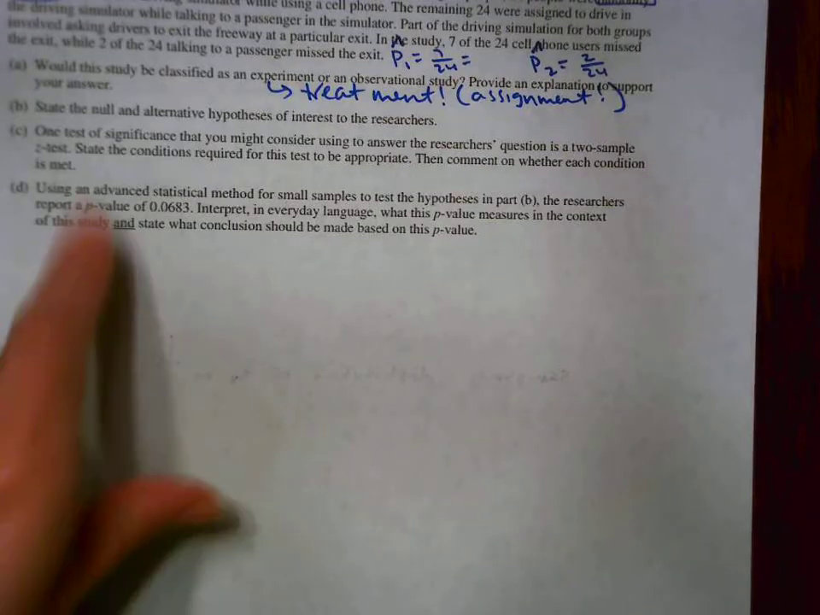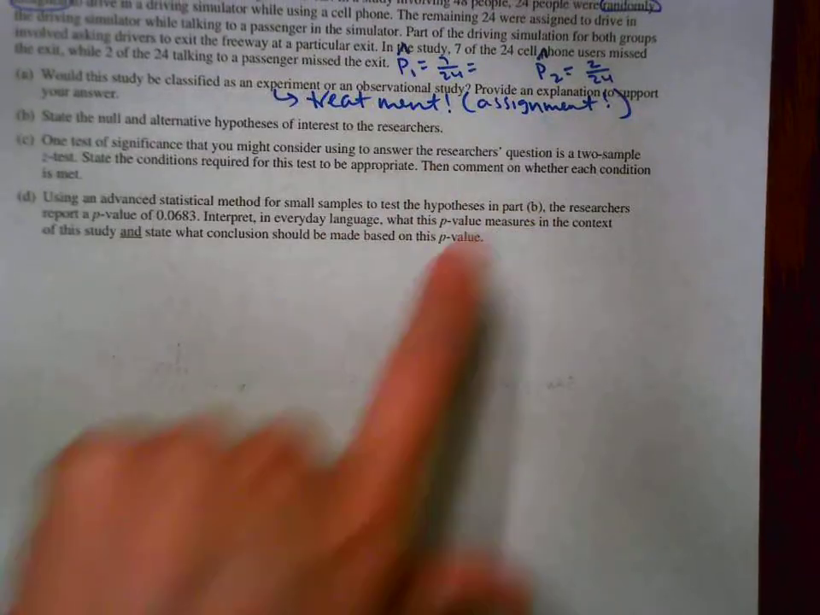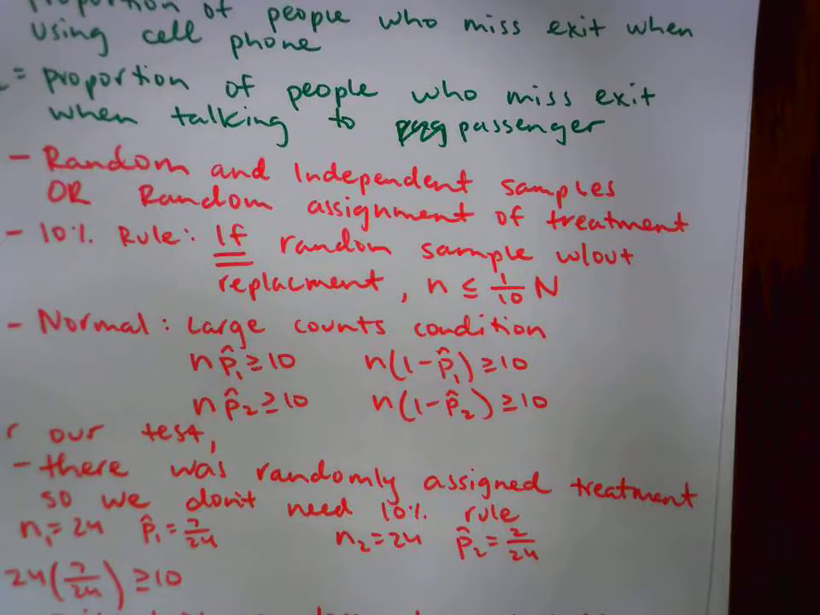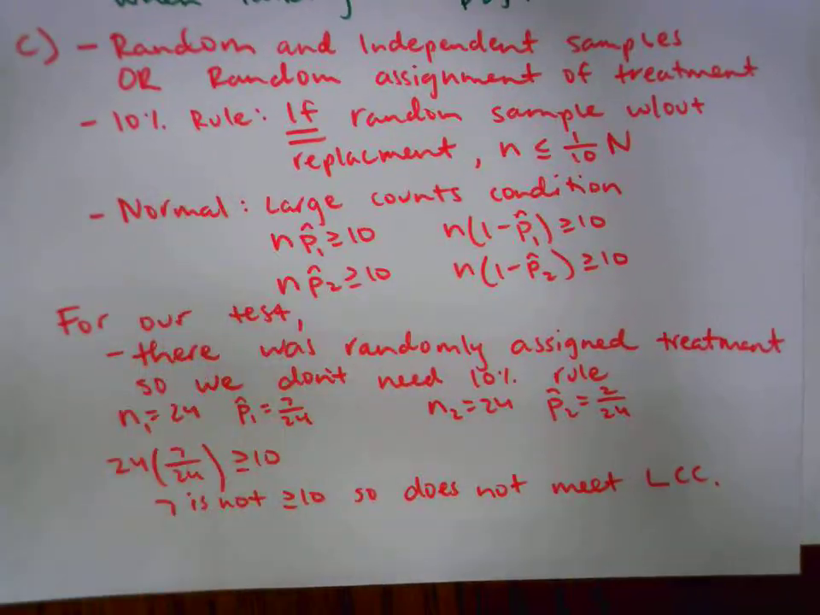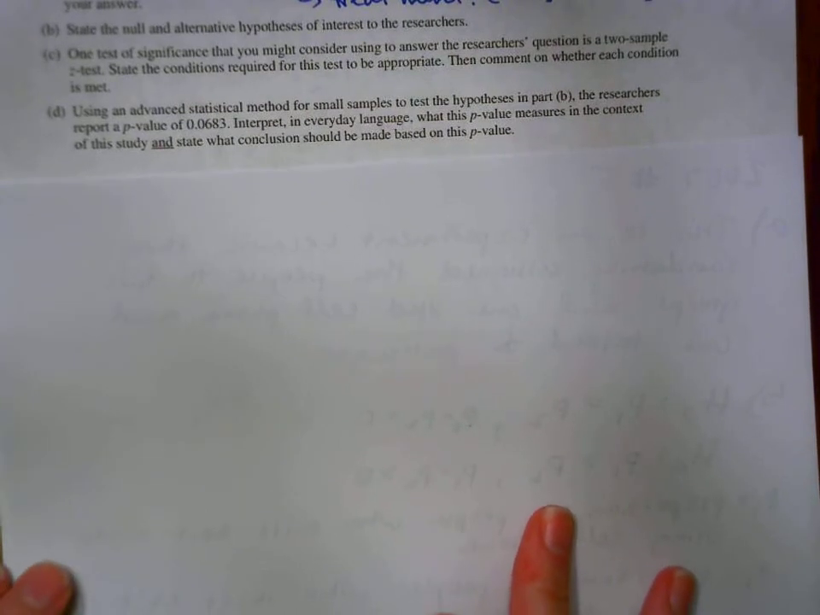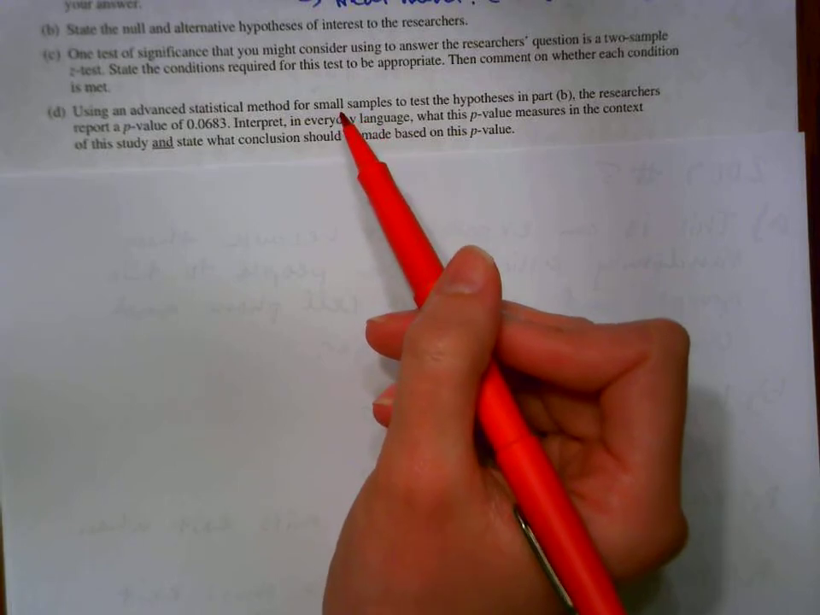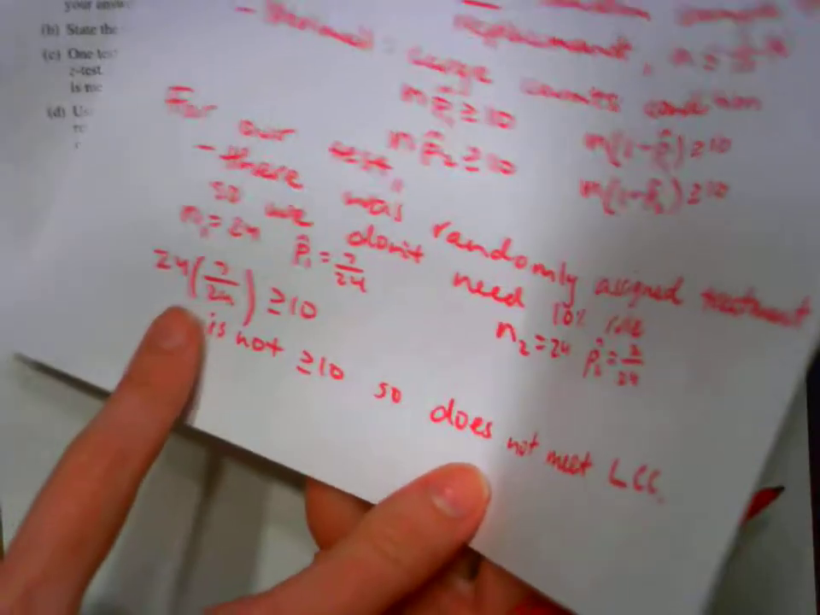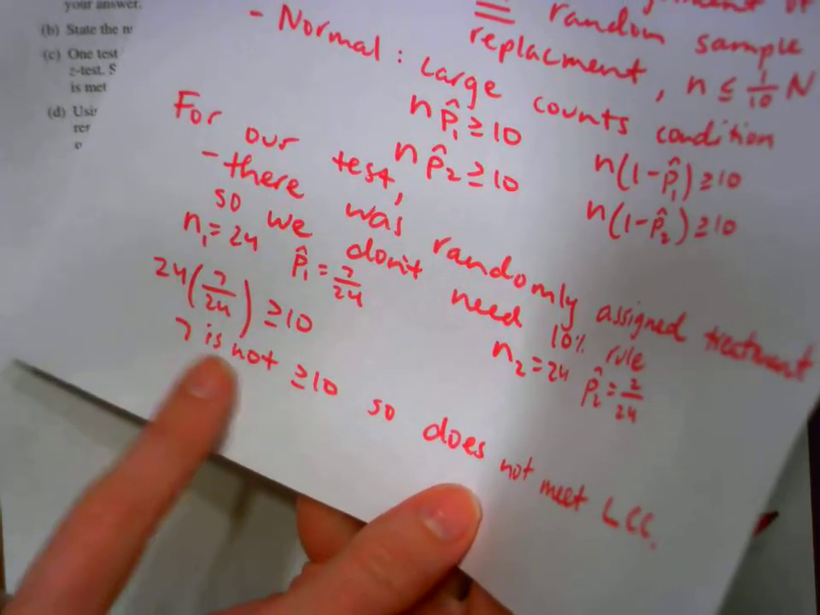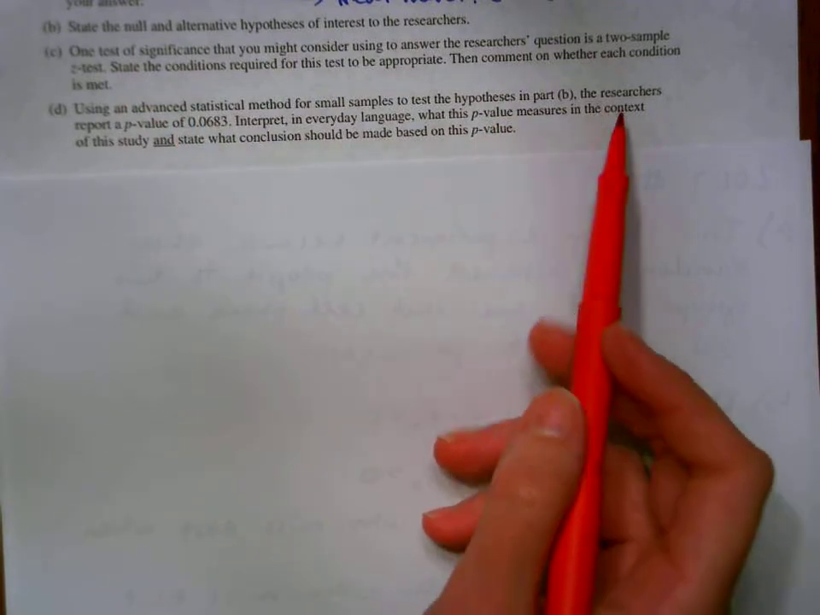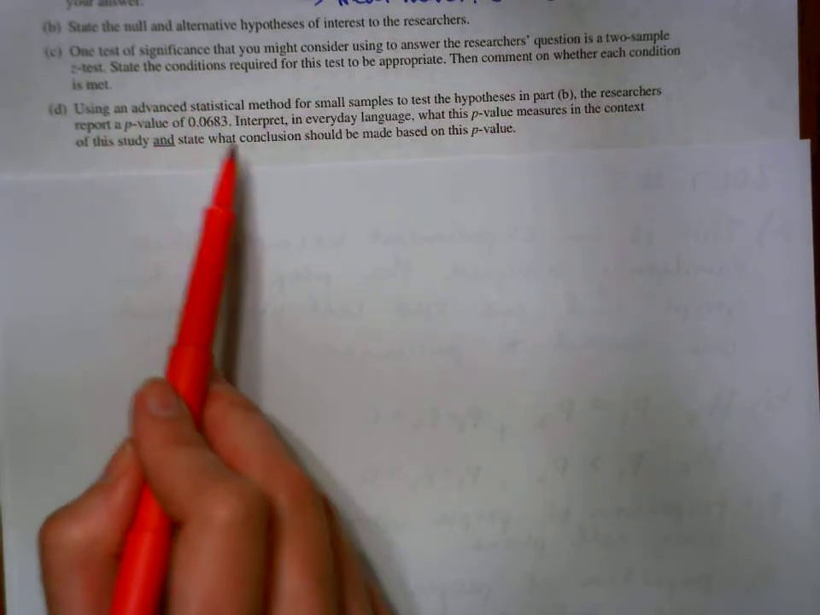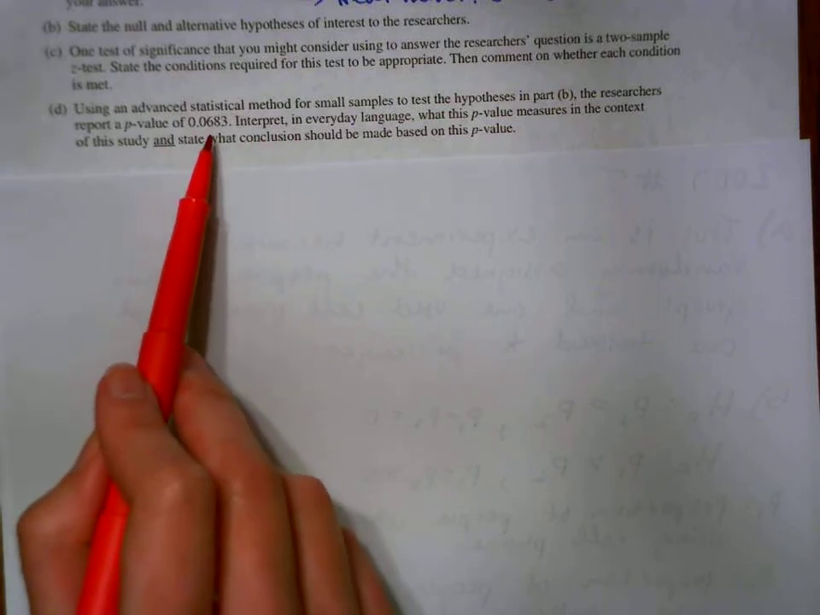Let me make sure that there wasn't anything else. State the conditions, which we did, and then comment on whether each condition is met, and we did that. So we can just leave it at that. Then part D says, using an advanced statistical method for small samples, because our sample was too small. That's what this is checking. The large counts condition checks that our successes and failures are big enough, which this was too small. So they used some other method, and the researchers reported this p-value, and they just want you to interpret what that p-value means and what conclusion you would make with it.